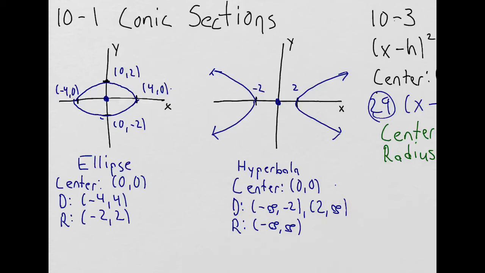Now, range, well, this graph goes up forever. That little parabola keeps on going up and up and up. This one on the right also does the same thing. It's going to keep on going up and down forever, basically. So the range is basically all real numbers. And that's all you really need to do for 10.1, right? Just identifying conic sections. Let's take a quick look at 10.3.